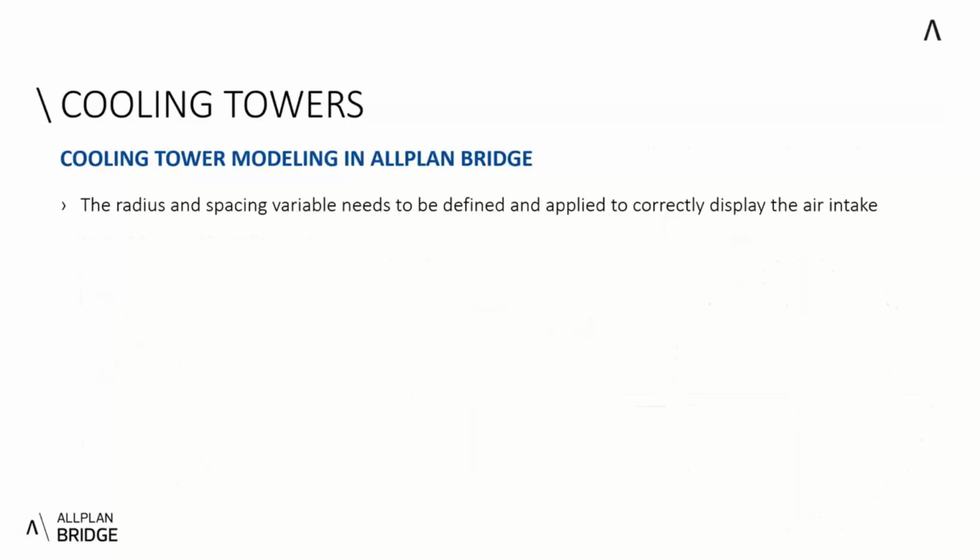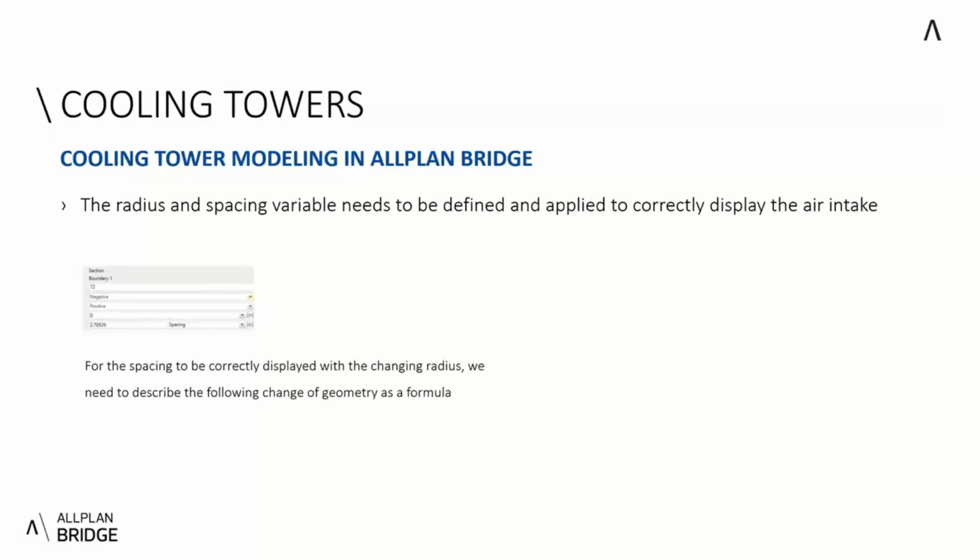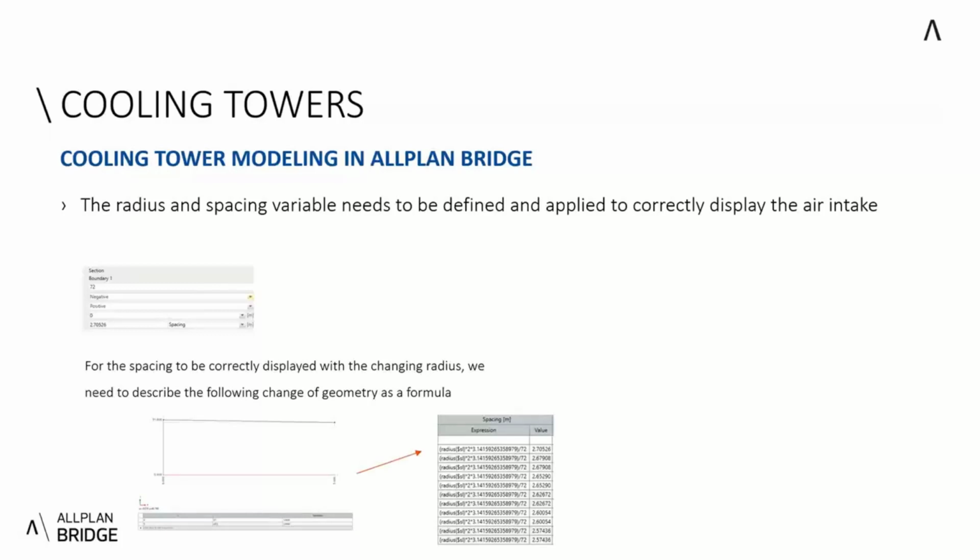So this will be seen now. As we said, the radius and spacing variable needs to be defined and applied to correctly display the air intake. So we have applied the spacing variable here. And for the spacing to be correctly displayed with the changing radius, we need to describe the following change of geometry as a formula. And for this, we have two ways. We can either define a formula on its own, or as we see here, we can already type in this expression to get the correct spacing. We will just calculate the circumference of the circle and then divide by the number of elements that we are going to place to get the correct spacing.